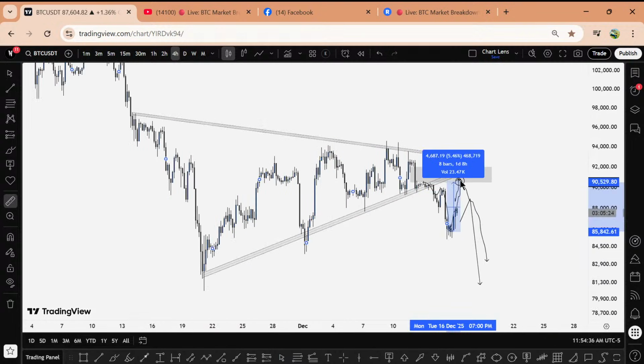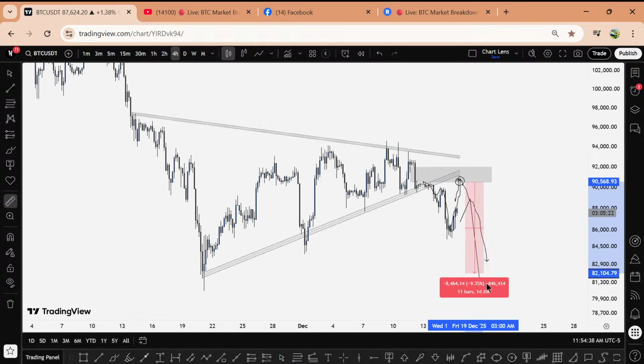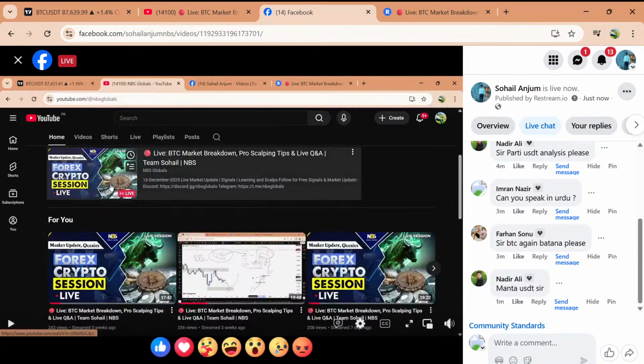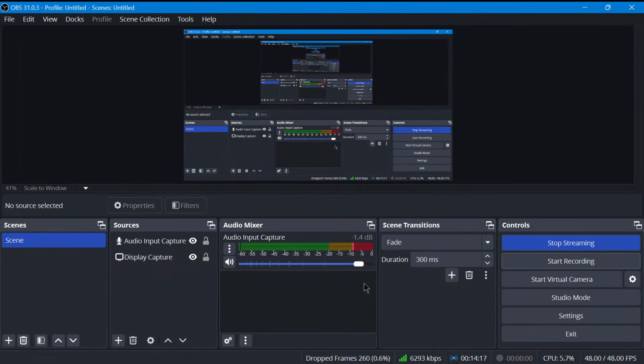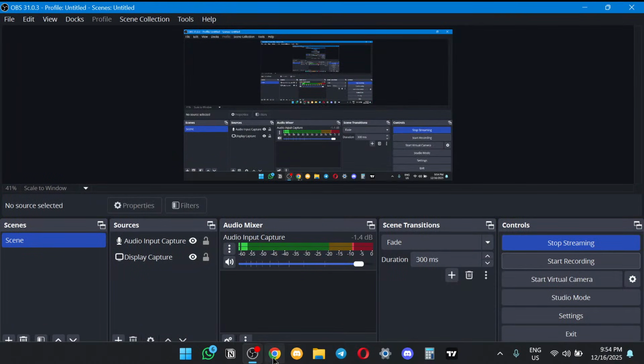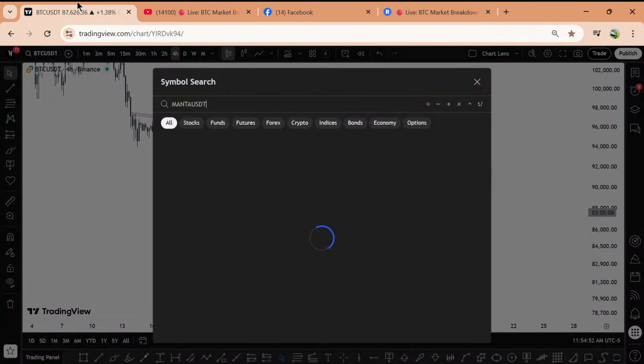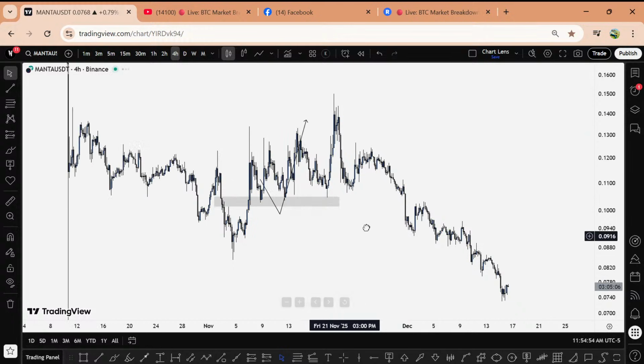BTC, a counter upside recovery is expected in it, and then again price will fall to the downside. Okay, so this is what I'm expecting right now in BTC. Next, MANTA.